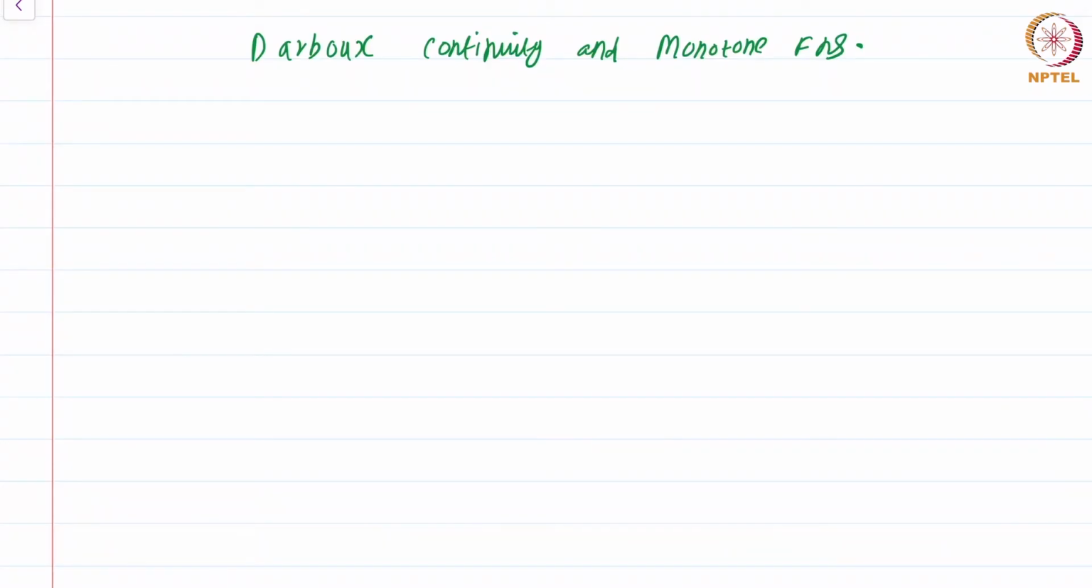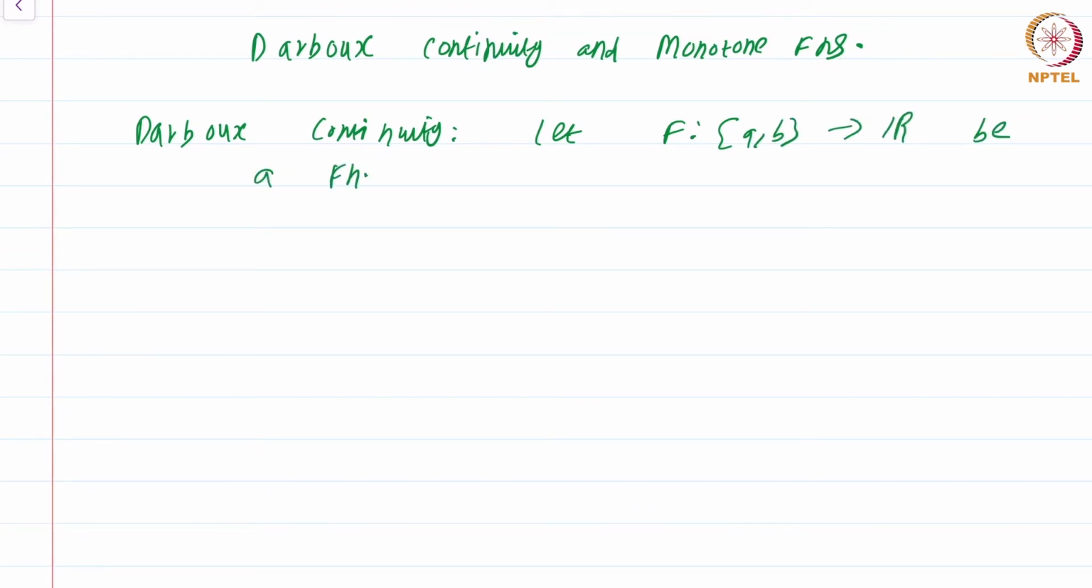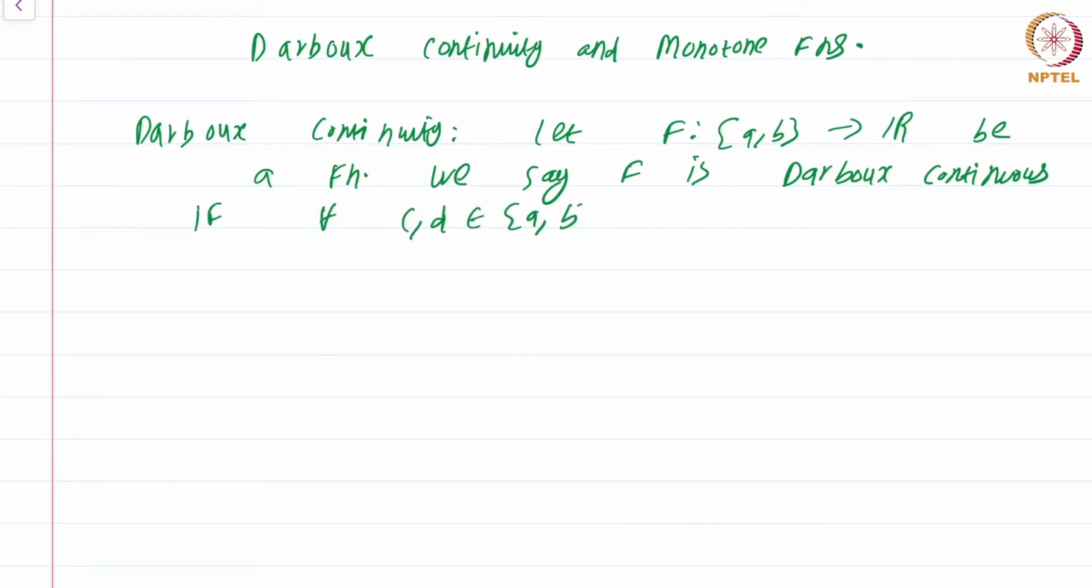We begin with a definition, Darboux continuity. Let f from some closed interval [a, b] to R be a function. We say f is Darboux continuous if for all c, d in this closed interval [a, b], f has the intermediate value property (IVP) in the closed interval [c, d].